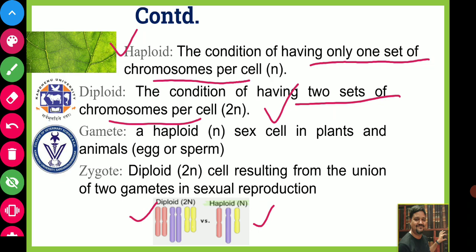Now another related term is zygote. What is zygote? Zygote is a diploid cell, and it results from the union of two gametes in sexual reproduction. We know that in sexual reproduction there is fusion of male and female gametes. After fusion of male and female gametes, you get the zygote, which has the characteristic of a diploid cell, or it has two sets of chromosomes, one from the male parent and another from the female parent.